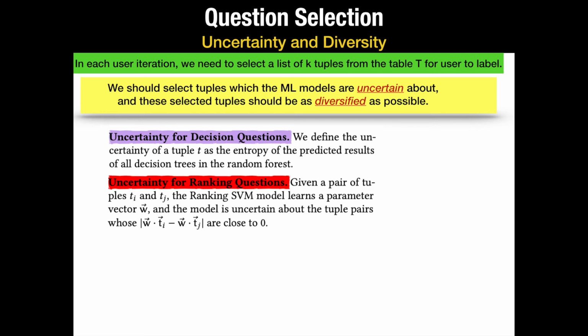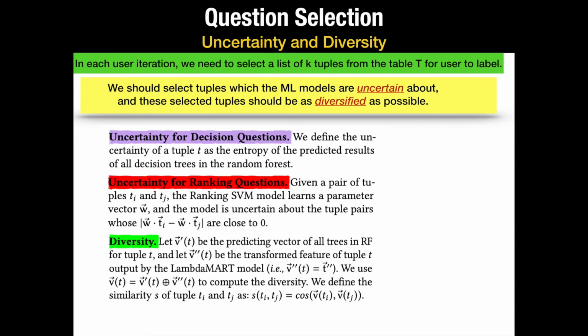For the uncertainty of a ranking question, given a pair of tuples ti and tj, the ranking SVM model learns a parameter vector w. Then the model is uncertain about the tuple pairs whose absolute value of w·ti minus w·tj is close to 0. Let v't be the predicting vector of all trees in RF for tuple t, and let v''t be the transformed feature of tuple t output by the LambdaMART model. We use vt, which is v't concat v''t, to compute the diversity. We define the similarity s of tuples ti and tj as s(ti, tj) = cosine(vti, vtj).